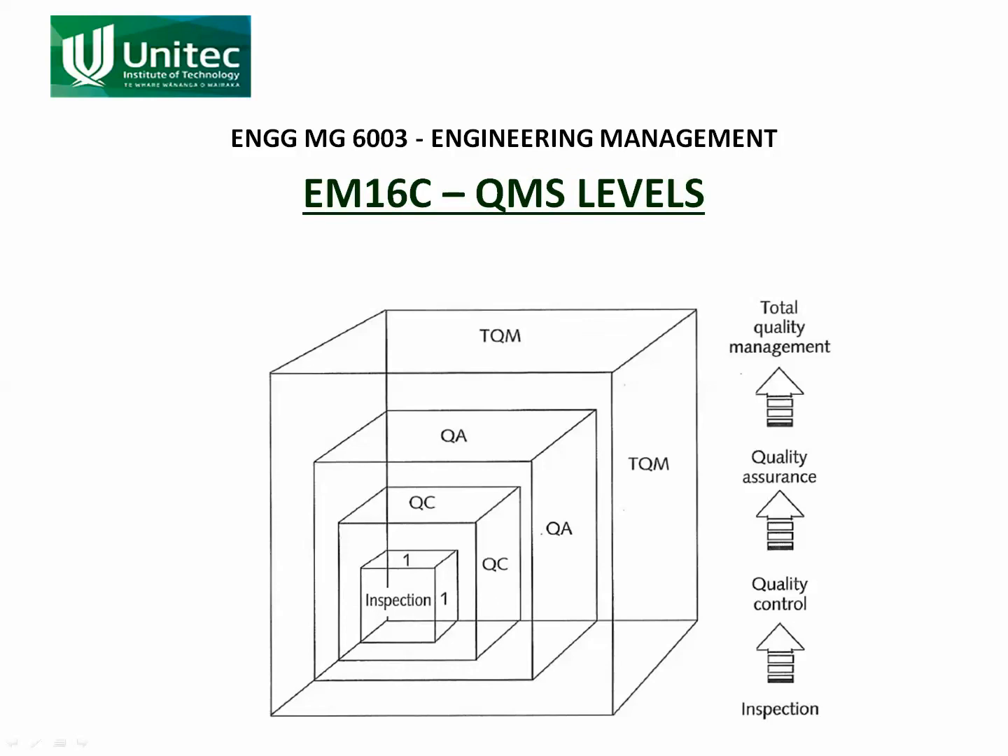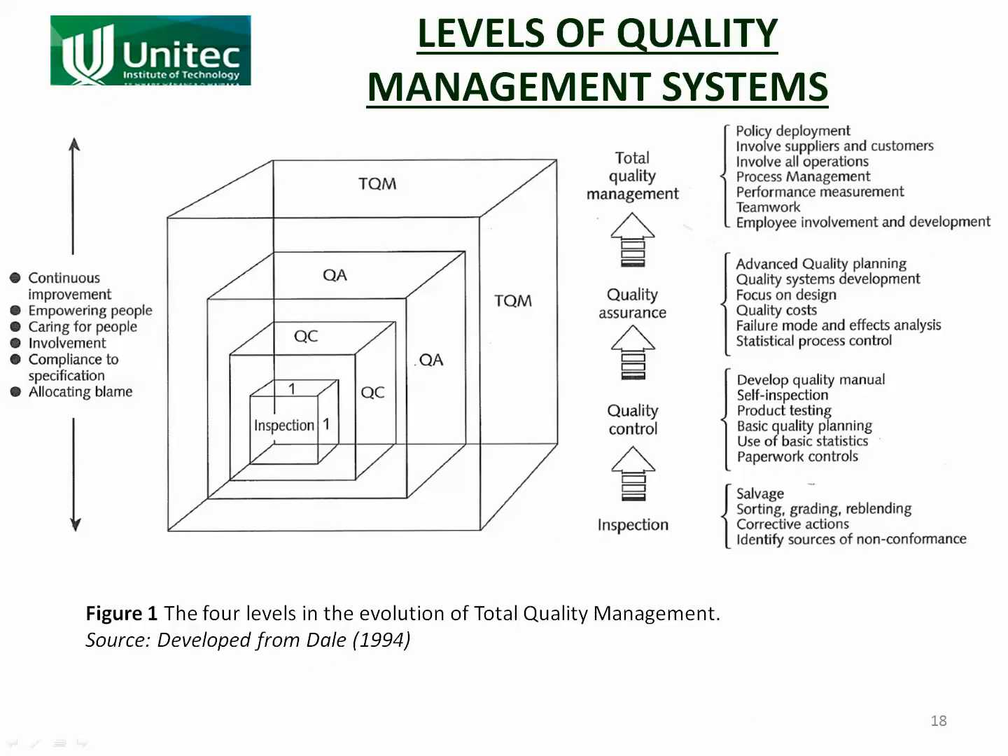In this slidecast, we're going to look at the levels of quality management systems. So all quality systems, management systems, are not equal. And this little diagram shows the steps of it. So at the very lowest level is inspection, and at the highest level is TQM, total quality management.